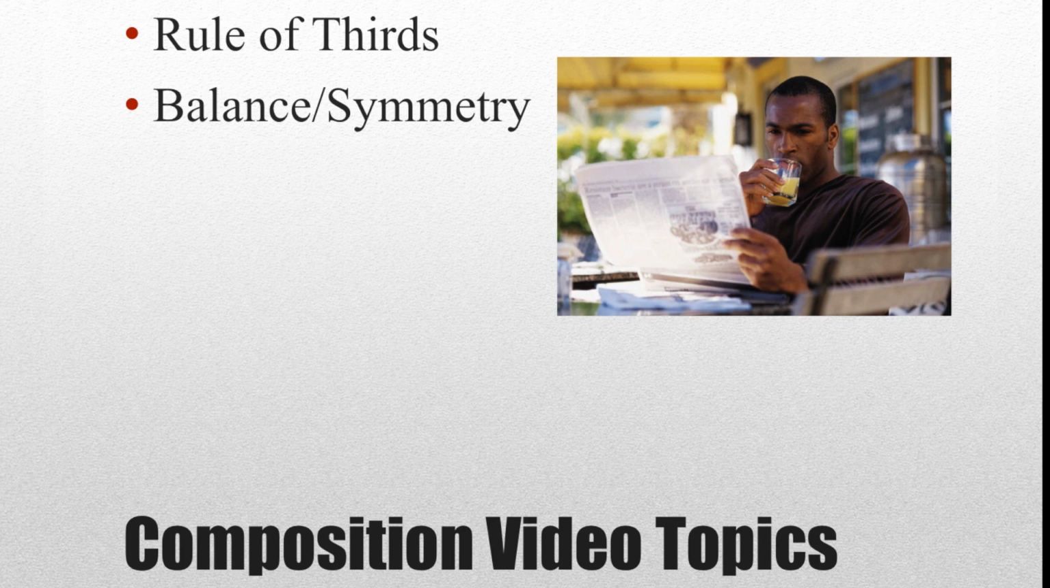Balance and symmetry. Balance basically means if you have something on this side of the picture, you have something on this side of the picture. This picture has a person on one side and a paper on the other side. If you have, this is unbalanced because this side has a larger element in it than this side. And unbalanced images a lot of times give us a little unsettling feeling, like there's something going on, and this picture certainly does that.